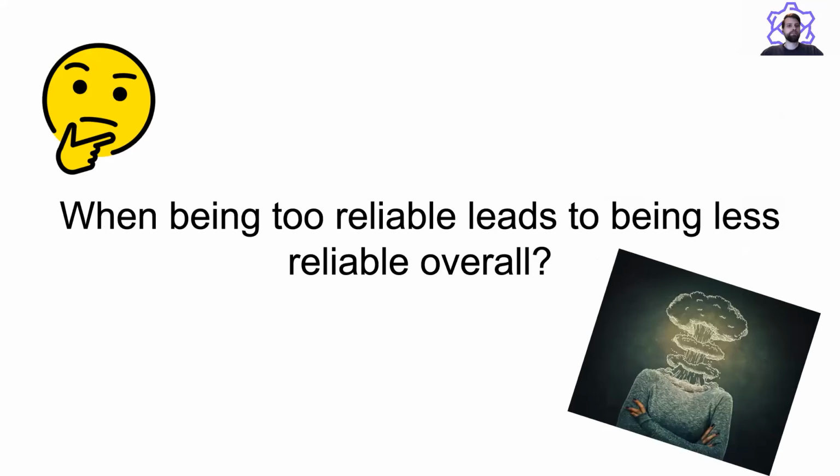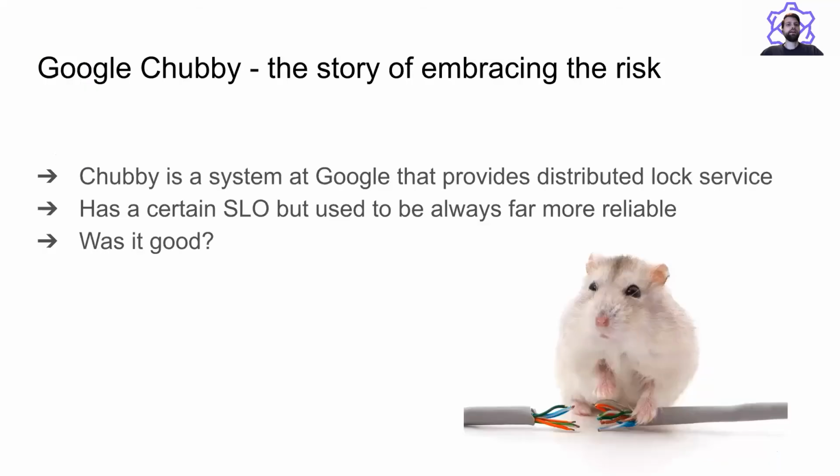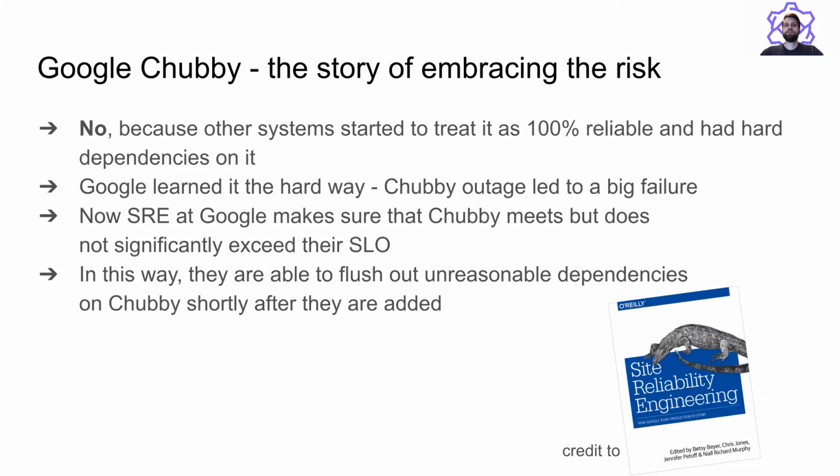Solid question or paradox. When being too reliable leads to being unreliable over time. Let's learn from Google. Chubby is an internal system which provides a distributed lock service for loosely coupled distributed systems. It has a certain SLO, but it used to be always far more reliable. Was it good? No, because other systems started to treat Chubby as 100% reliable. Engineers begin to add more and more dependencies to Chubby. Some of them weren't even needed.